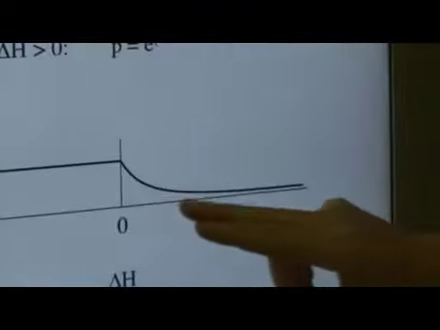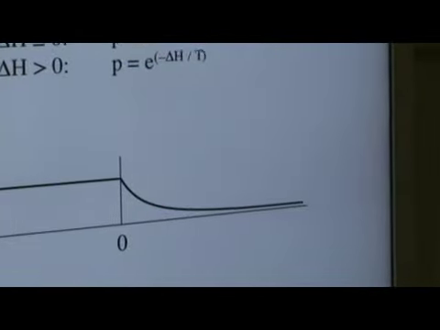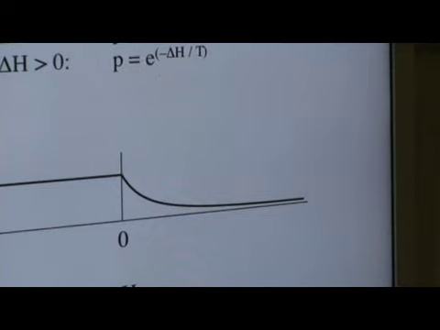So if this is a graph of the probability of occurring for different delta H, the simple way is it's 1 over here and 0 over there. But instead, we have it trail off so that things that are only a little bit unfavorable have some probability of happening. If you didn't have that, the thing would get into its local minimum of low energy, and then it would stop. And that would be boring.